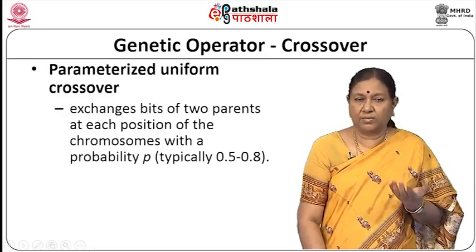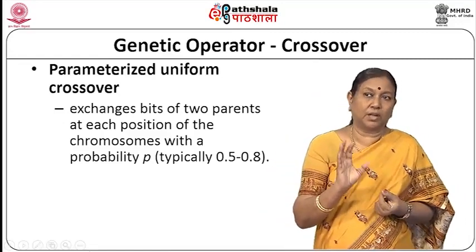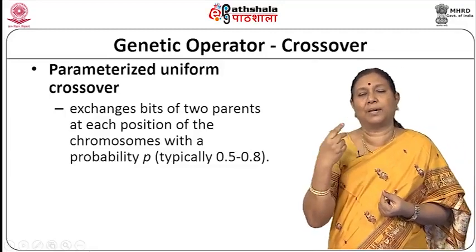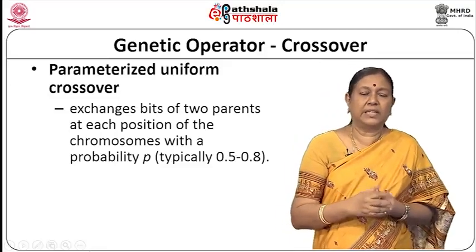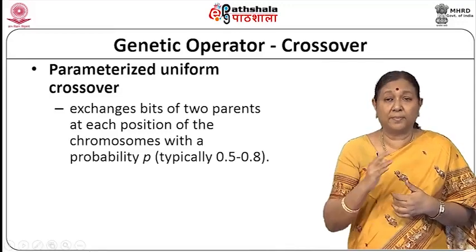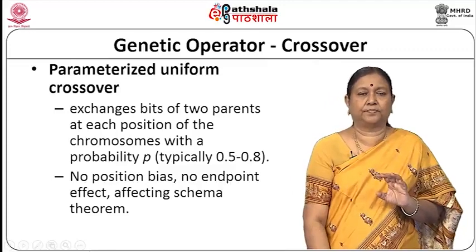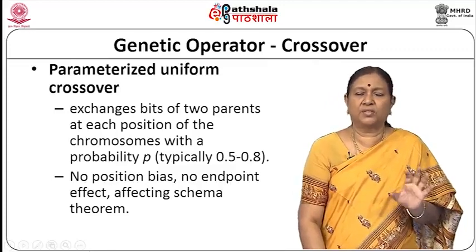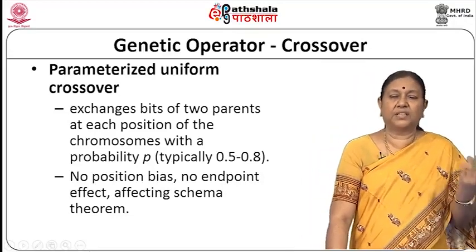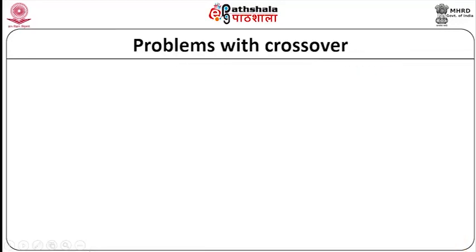There is a parameterized uniform crossover as another type. The first one we saw was point-wise crossover, of two types, single point crossover and multiple point crossover. Here it exchanges the bits of the two parents at each position of the chromosome with a probability p. So, 0.5, 0.8, not every time it is exchanged. No position bias, no end point effect, so affecting schema theorem, there is no problem here. Some of the disadvantages of point crossover are handled by this parameterized uniform crossover.